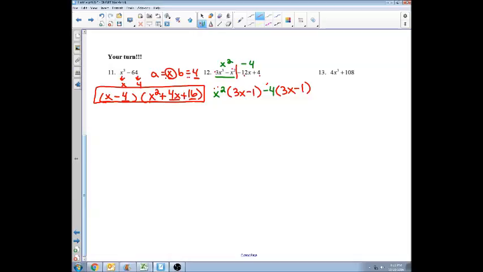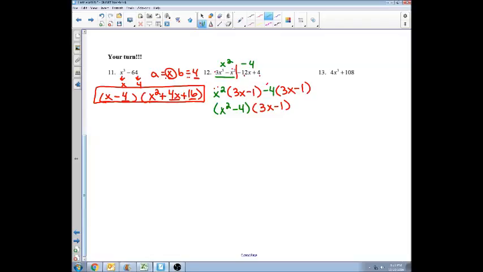I have 2 GCFs and I have 2 sets of parentheses that are exactly the same. So I'm going to write the 2 GCFs in a set of parentheses by themselves. I'm going to write the identical parentheses down into one set of parentheses. All right. Now I have x squared minus 4.